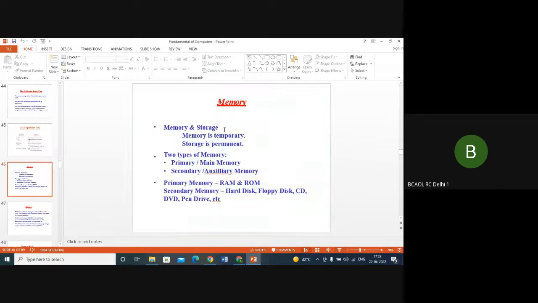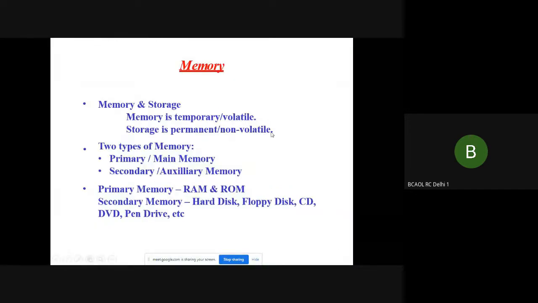I will write it here. This word is most important: volatile and non-volatile, right? So memory is temporary or volatile, storage is permanent or non-volatile. That means memory will forget after the power is switched off, and storage will permanently keep the data even if the power is off, right?